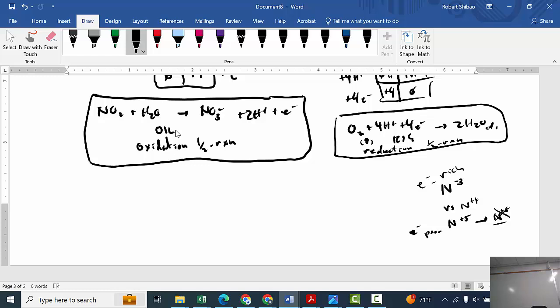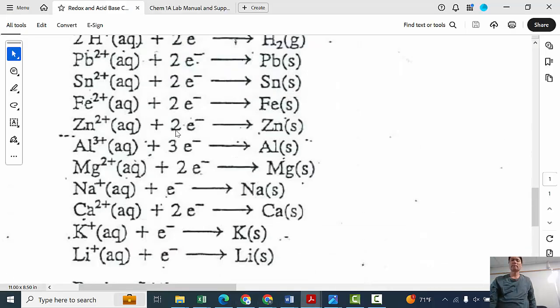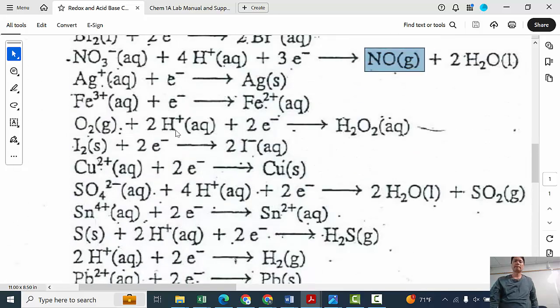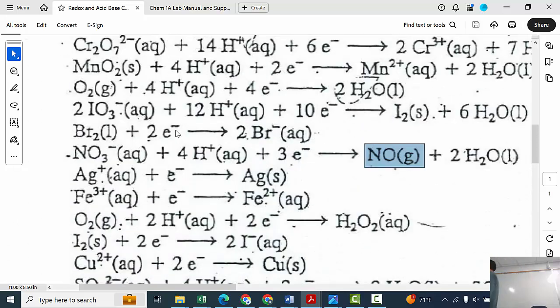So what's a better reducer? The better reducer is the species that's easier to remove an electron from. If we're comparing NO versus NO2, that's looking at plus 2 versus plus 4. Which one do you think is going to be easier, going from plus 2 to plus 3 or plus 4 to plus 5? Plus 2 to plus 3 will be easier, so this is going to be a more powerful reducer. NO2 is going to be up here somewhere.